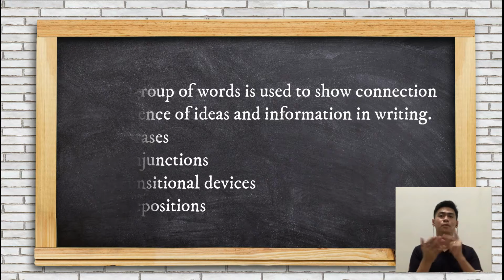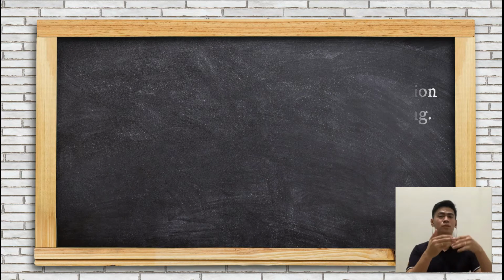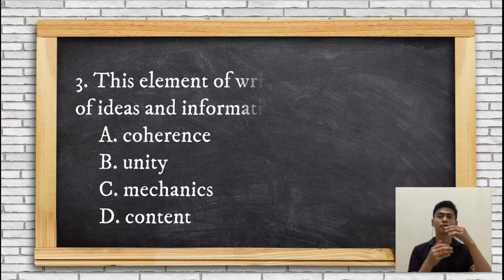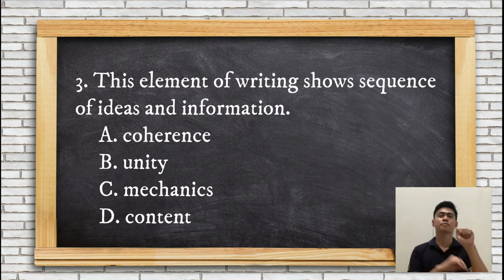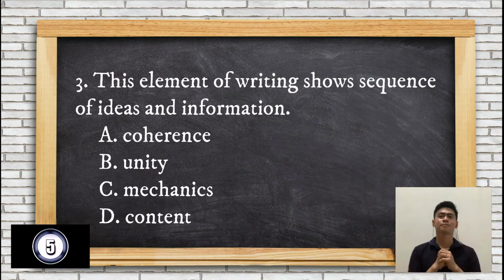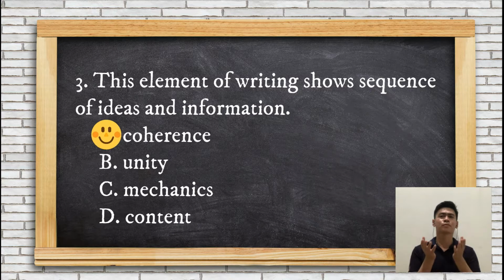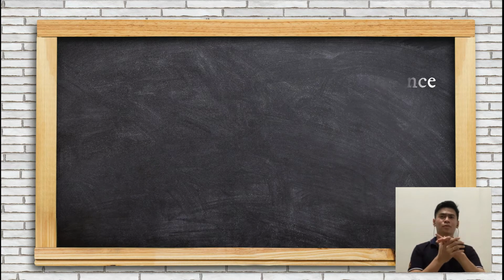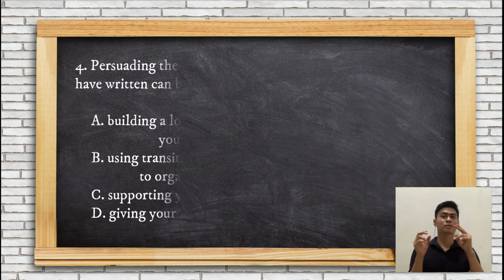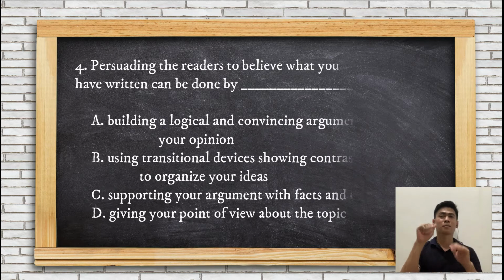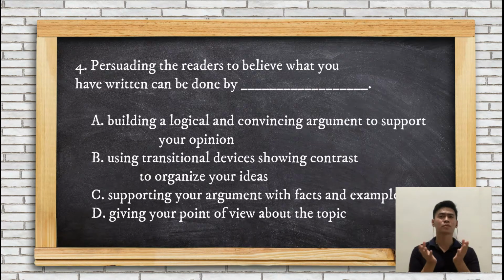C. Transitional devices. Number 3. This element of writing shows a sequence of ideas and information. A. Coherence. B. Unity. C. Mechanics. D. Content. A. Coherence. Number 4. Persuading the readers to believe what you have written can be done by A.